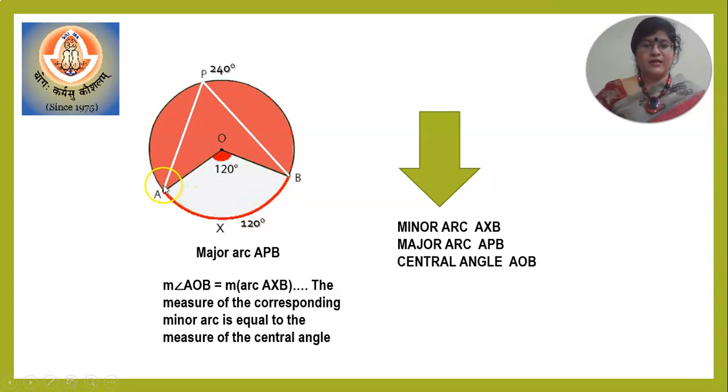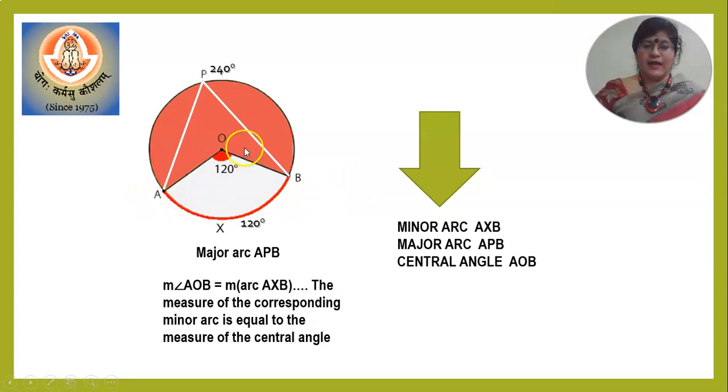The minor arc is 120 degree. It is already given here. That is, arc AXB is 120 degree. And arc APB, which is the major arc, is 240 degree. 240 degree plus 120 degree gives you 360 degree, which is the angular measure of a circle. It is the measure of the circle, which is 360 degree.